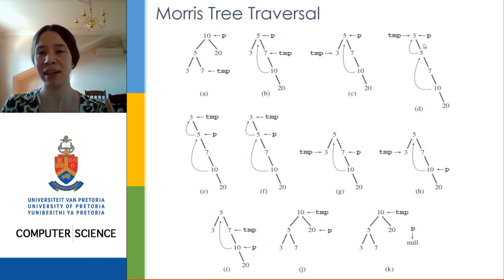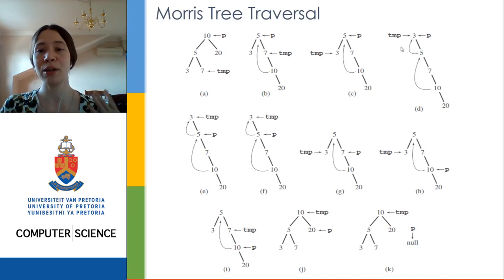And then after we have done this, we're going to 5's left, which is still 3, so we arrive at 3. All right, finally we are at 3. P is actually pointing at 3, not to 10 or to 5. It's pointing to the smallest value in the tree. So now is probably a good time to print.